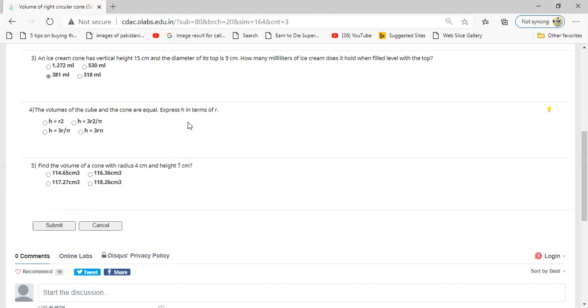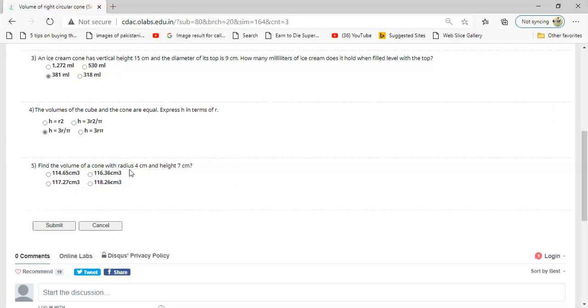I think same radius, it should be same radius. So r cube, 3 r by pi, 3 r by pi, yes. They have missed one thing, that the edge of the cube will be equal to the radius, then this should be the answer, 3 r by pi.